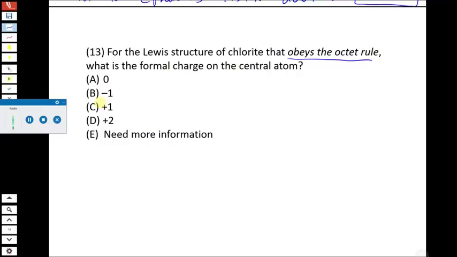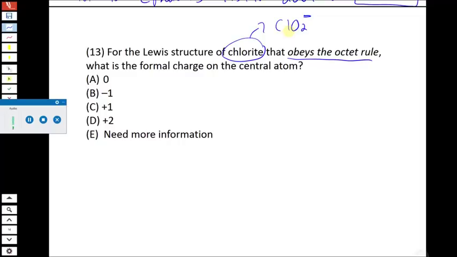So let's go through the process for drawing a Lewis structure. So we have chlorite. The first thing we have to know is the formula. So again, reviewing polyatomic ions, chlorite is ClO2 minus. We have hypochlorite is ClO, chlorite is ClO2, chlorate is ClO3, perchlorate ClO4. So we have that whole series of oxyanions with chlorine, and it goes from 1 to 4 oxygens. The one that's chlorite is ClO2 minus.